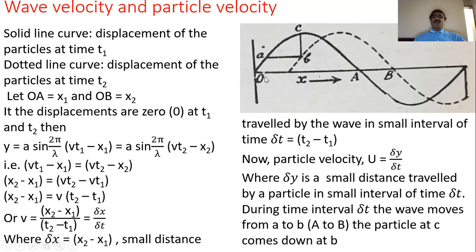x1, and the particle which started its motion at time t2, represented by the dotted curve, has reached point B, and this distance OB is supposed to be x2. So point A is at distance x1 from O, and point B is at distance x2 from point O, and both are in the positive x direction.